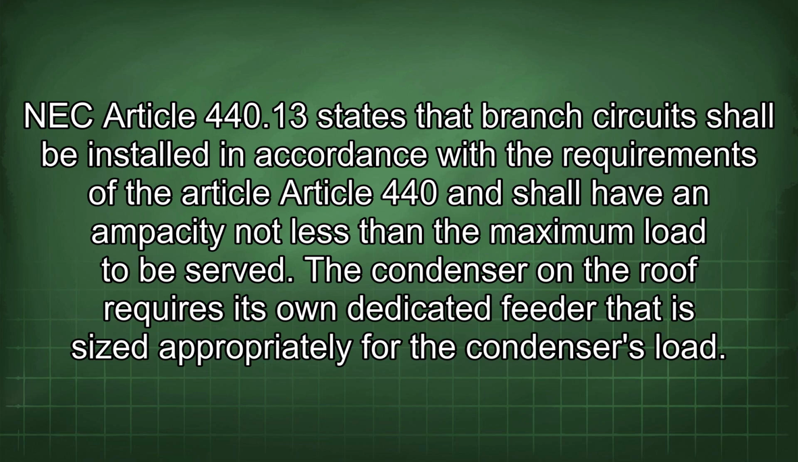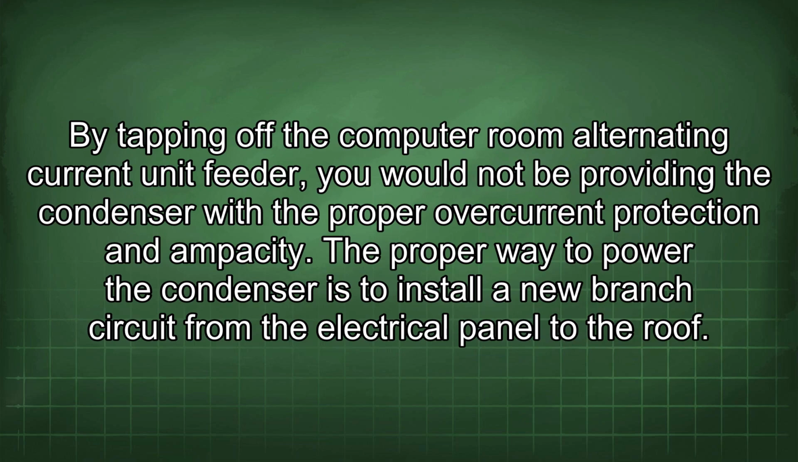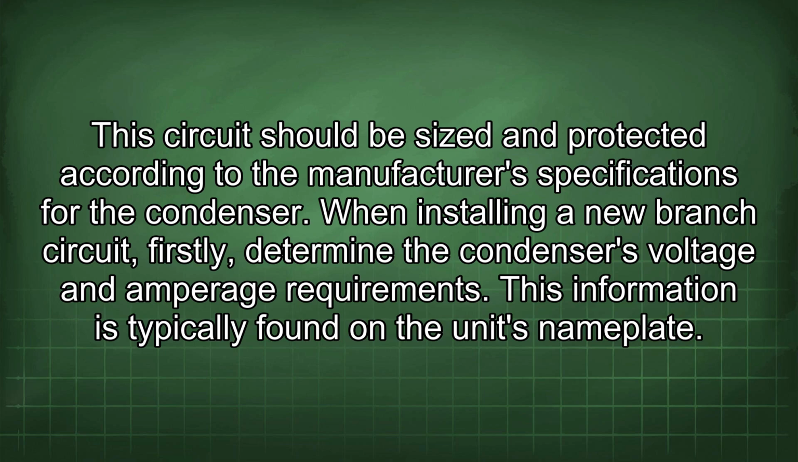The condenser on the roof requires its own dedicated feeder that is sized appropriately for the condenser's load. By tapping off the computer room alternating current unit feeder, you would not be providing the condenser with the proper overcurrent protection and ampacity. The proper way to power the condenser is to install a new branch circuit from the electrical panel to the roof. This circuit should be sized and protected according to the manufacturer's specifications for the condenser.